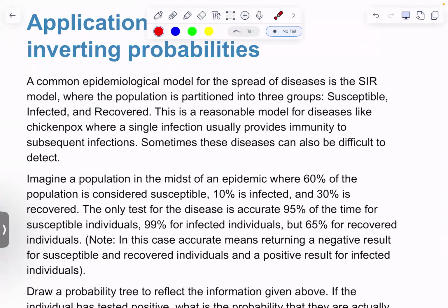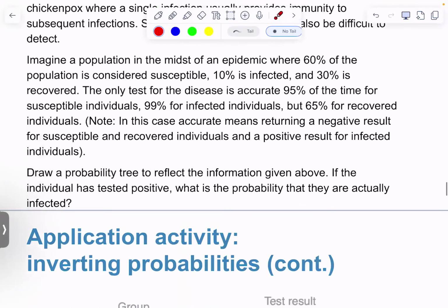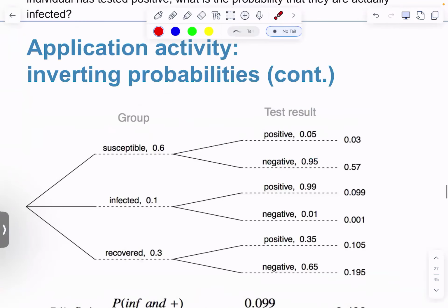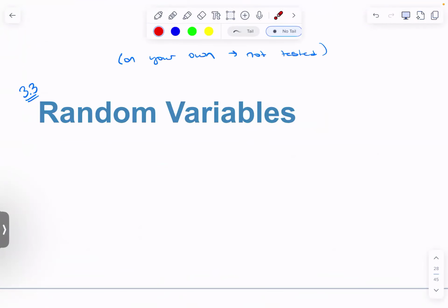It's pretty good. So I'll let you try that one. I'll post the solutions in the notes. And of course, the answer is in here as well, so I guess you don't really need it. 3.3 and 3.4, we're not going to do.